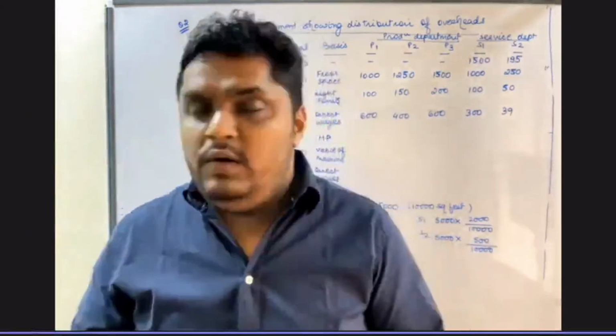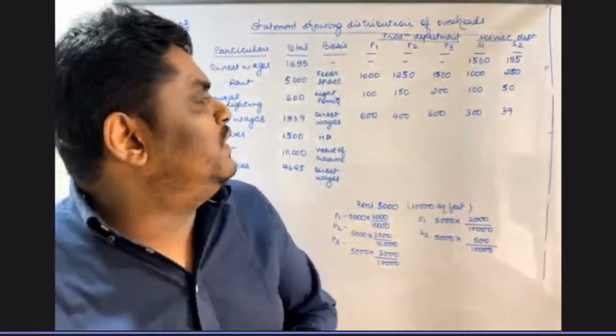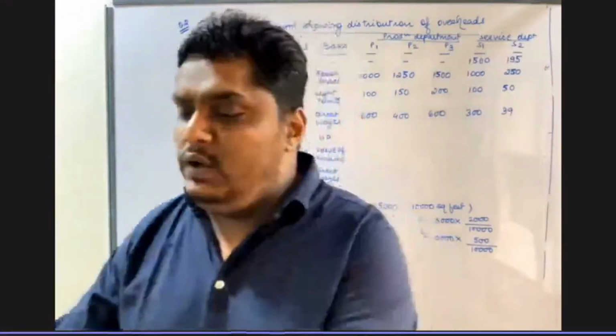So this is the way I calculated these amounts, that is 1,000, 1,250, 1,500, 1,000 and 250.